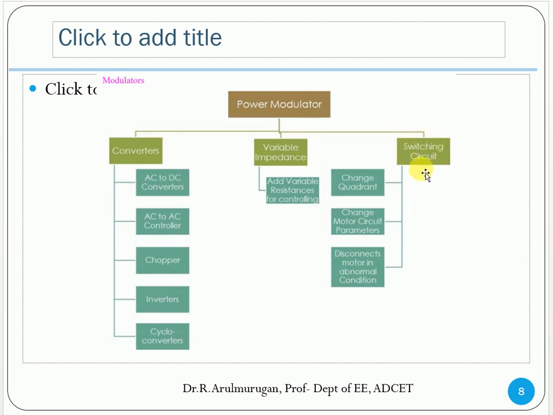The switching circuit is used to change the quadrant, and then change the motor circuit parameters, and disconnect the motor in abnormal conditions. Everything is decided by the switching circuits.